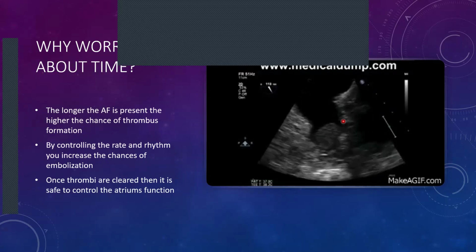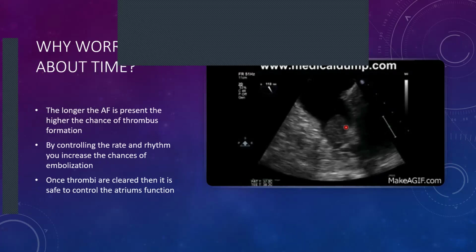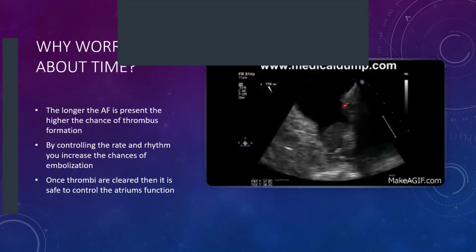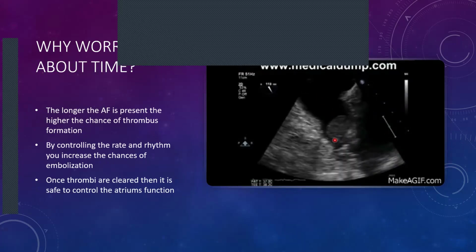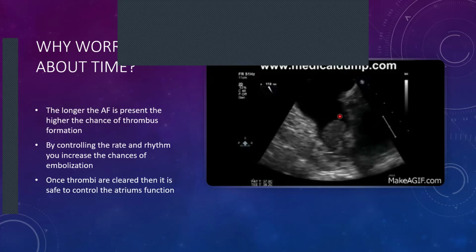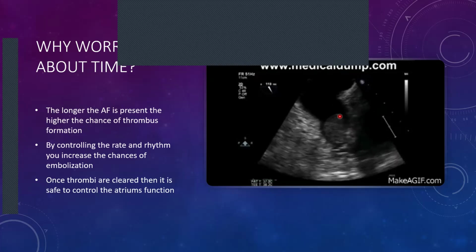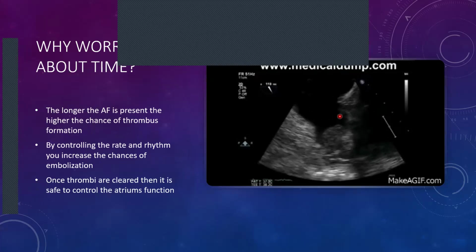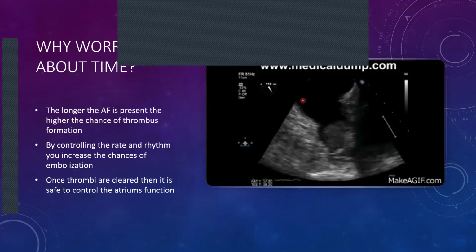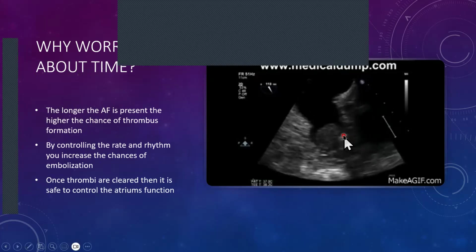And the problem is that once you start to control the rate and the rhythm, in other words, you get that atrium functioning properly, you're now going to shoot off this thrombus. You're going to turn it into an embolus, and you're going to make this patient either stroke out or lodge an embolus somewhere else. So that's why I say with the majority of the patients, because we don't know whether they have a thrombus or not, and that's talking in our general settings.